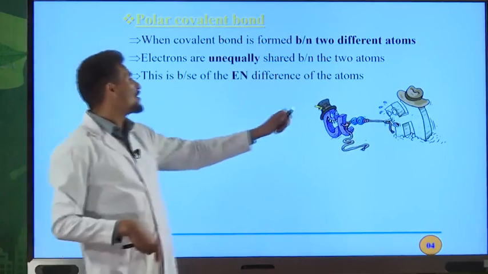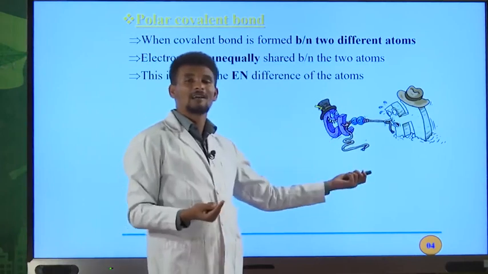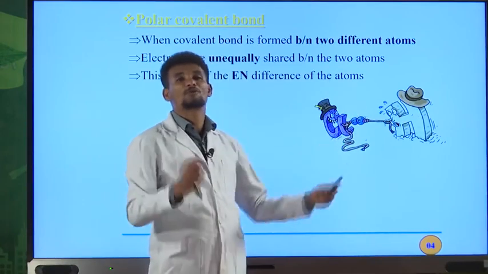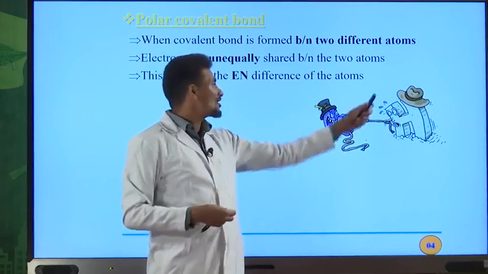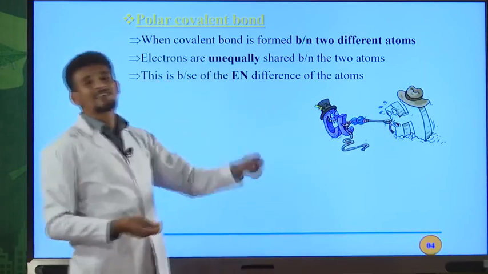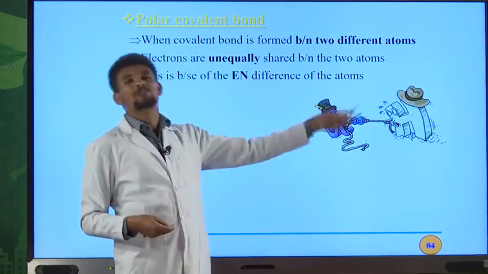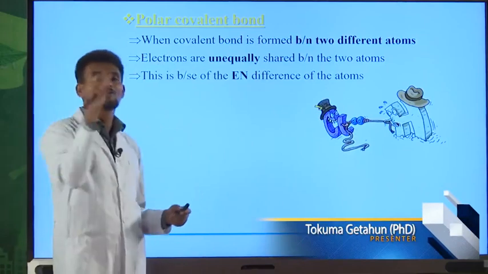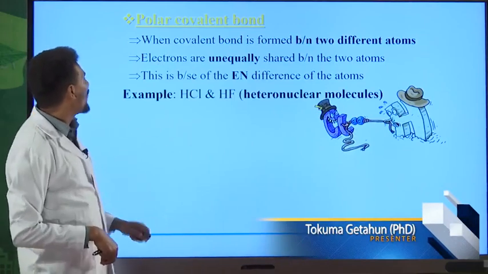This is because of the electronegativity difference of the atoms. For example, the electronegativity of chlorine is 3.0 and the electronegativity of hydrogen is 2.1. So the difference is 0.9, which is greater than or equal to 0.5. So there is an unequal sharing of electrons. Due to this, the bond formed between hydrogen and chlorine atoms is known as a polar covalent bond.